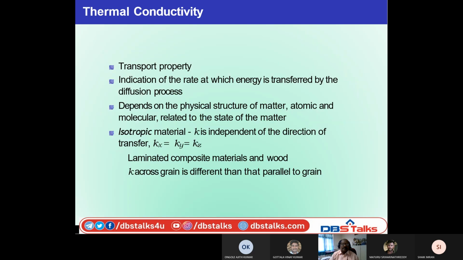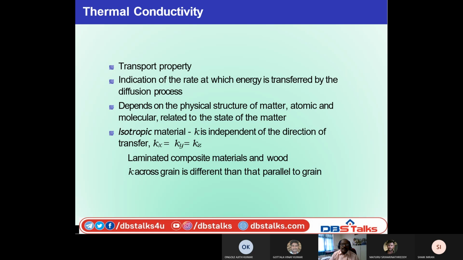Thermal conductivity is a very important property and parameter in heat transfer. What kind of property? It is a transport property. It indicates the rate at which energy is transferred by the diffusion process. It depends upon the physical structure of the matter, atomic and molecular, and is related to the state of the matter. When the structure changes, the rate of transfer also changes. That we'll see.